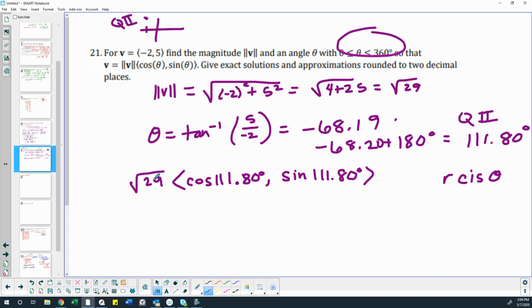Now, if we went ahead and multiplied this out and distributed it through, guess what we should get? We should get -2, 5 back again. So this is more or less a polar form, but we don't really say we have vectors in polar form. We usually instead say we have a magnitude and an angle. But there they are, the magnitude and the angle for our vector.